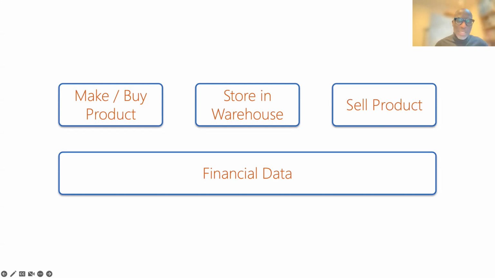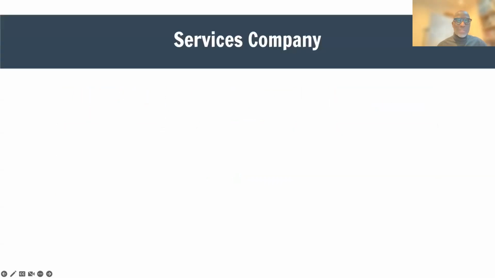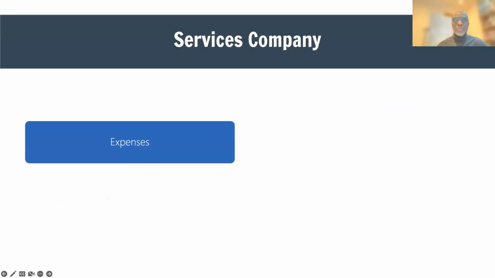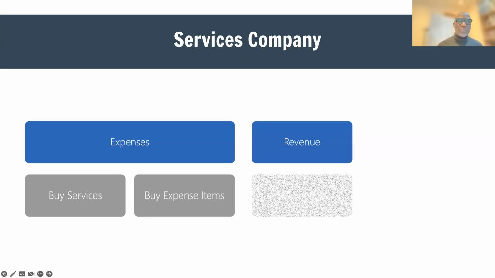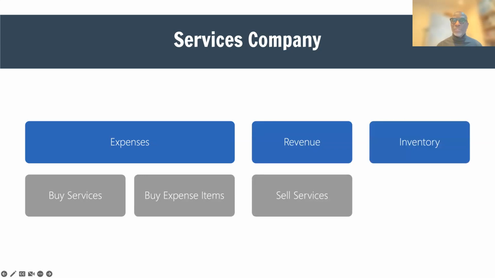So if I look at the simplest model for a business, it's a services company. And for a services company, you will have expenses. In most cases, you buy services, and then you maybe buy expense items. So in terms of what you're buying, you're not making anything, you're actually buying services and expense items. Your revenue will come from maybe selling services, and then your inventory, there's none. So you don't store things in inventory as the model. I'm talking about the model of companies here.